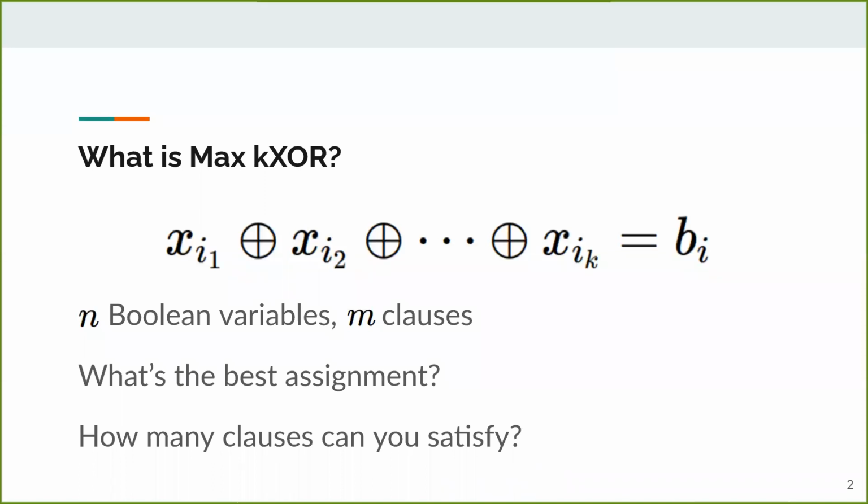So what is the max kXOR problem? This is a constraint satisfaction problem where you have n Boolean variables, m clauses, and every clause is of a certain form. You take k variables and you check the combined parity and see if it's odd or even. In general, you may not be able to satisfy every clause, but you might want to find an assignment to the Boolean variables that satisfies as many clauses as possible. So I'll be looking at algorithms that attempt to approximately solve this problem, both from quantum computing and from classical computing.